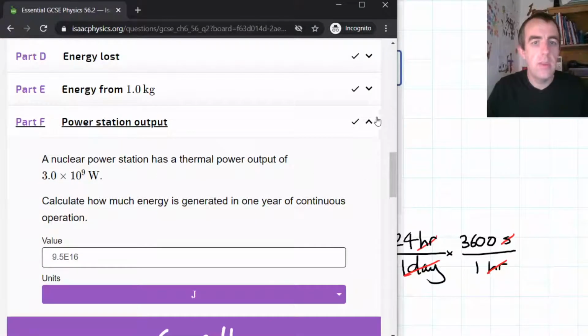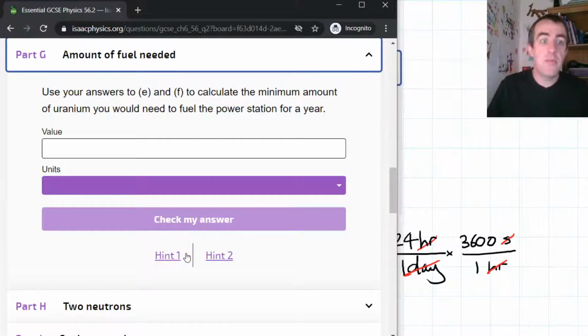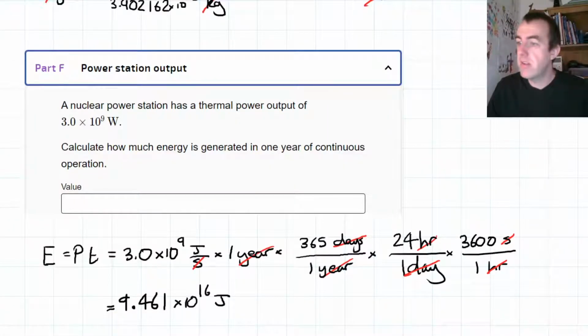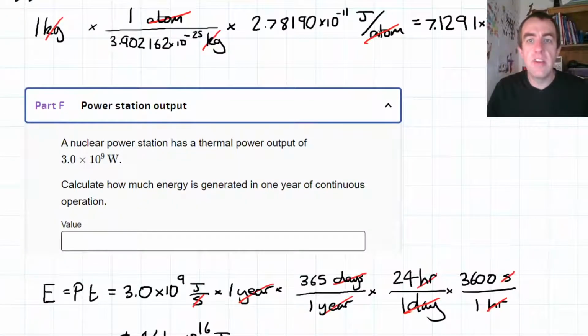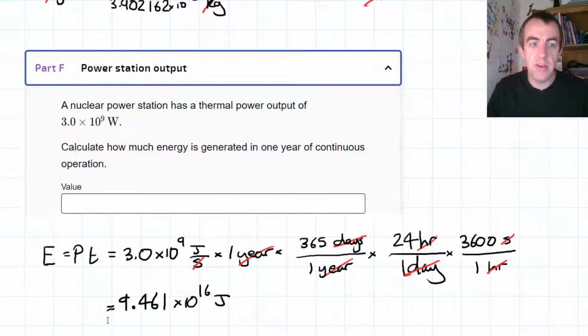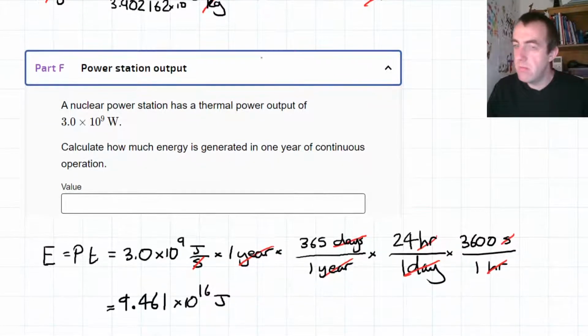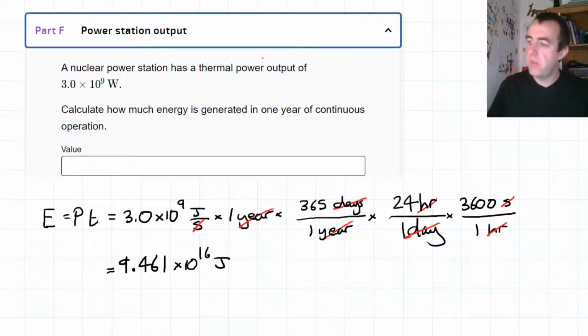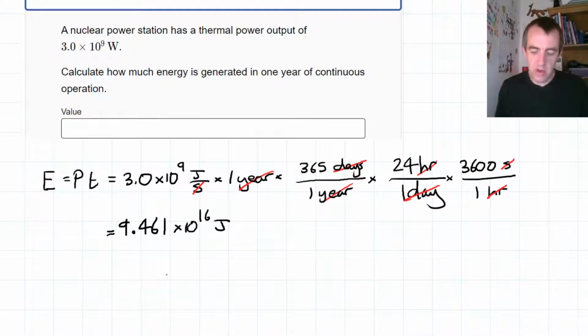Correct. And then it says the amount of fuel needed. So how much fuel do you need to power the station for a year? What we've got is the amount of energy from a kilogram, so this is energy per kilogram, and we've got the total amount of energy we need. So you can see why that unit conversion method is very useful. I write down the total amount of energy. We want the total mass, don't we? That's what we want as a final answer.